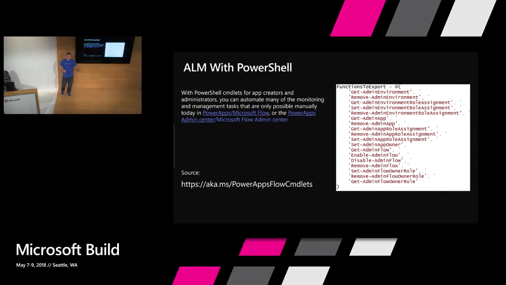Some of the capabilities provided by these PowerShell commandlets include managing your environments and managing the roles and permissions for those environments. Similarly, you can also manage your Power Apps. You can manage who has access to specific Power Apps, and the same thing goes with Flow. And in the case of Flow, you also have the ability to enable or disable flows. So as an administrator, if you weren't happy about something, you would have the ability to go ahead and enable or disable those flows if you required.